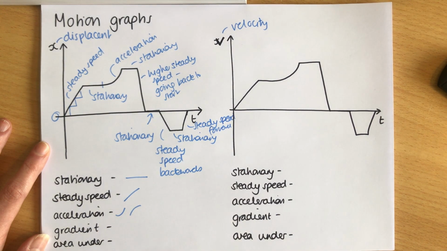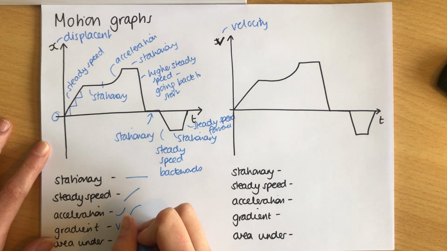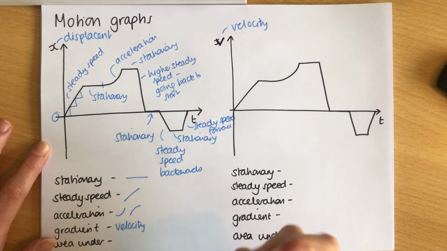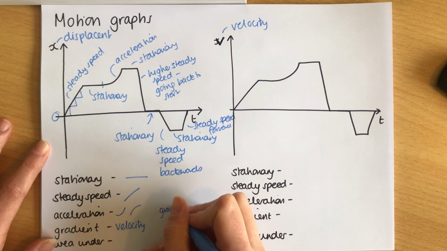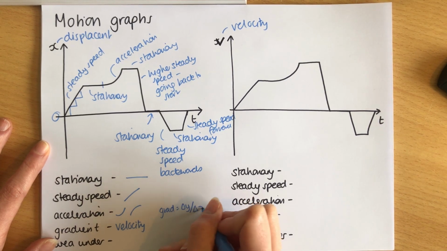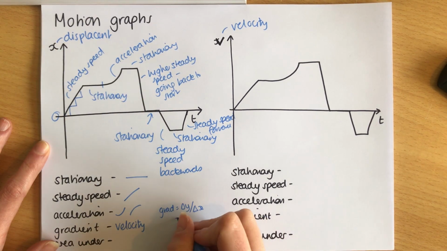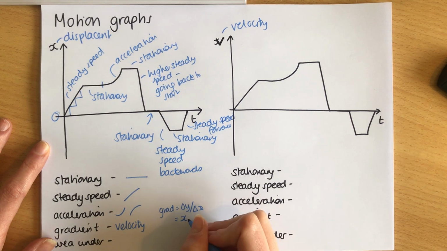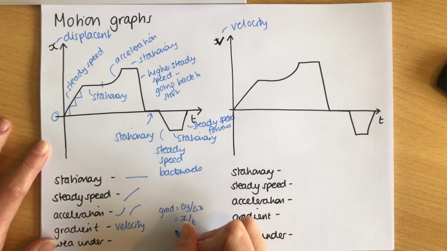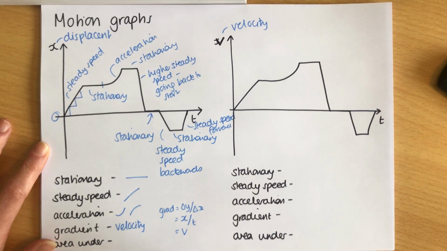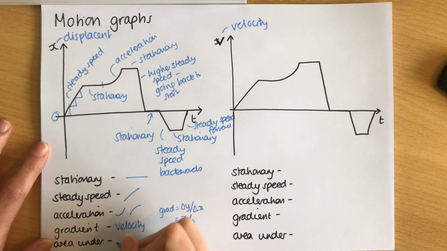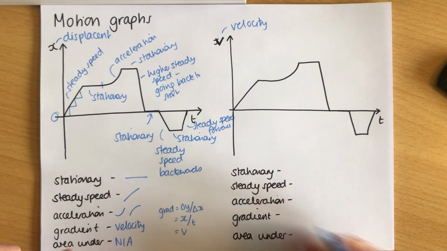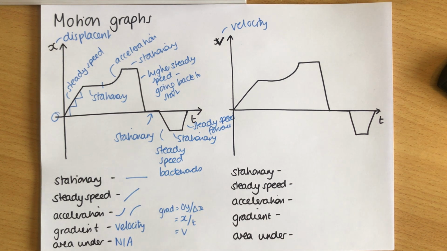The gradient of a displacement time graph is the velocity. Now, why is that? Well, gradient equals the change in y over the change in x. The change in y here is x, distance displacement. The change in x here is t. x over t, we know from before, is velocity. And the area underneath this graph means nothing, but it will mean something for the velocity time graph.